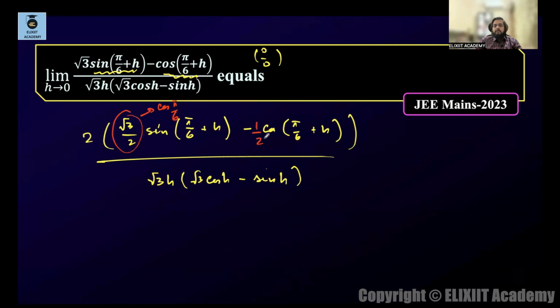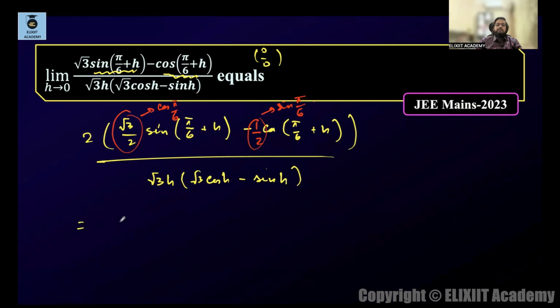Sorry, here we don't have any coefficient. So the coefficient was basically 1. So here we have 1 by 2. So 1 by 2 means what? Sin pi by 6. Right? Sin 30. So what do I do?